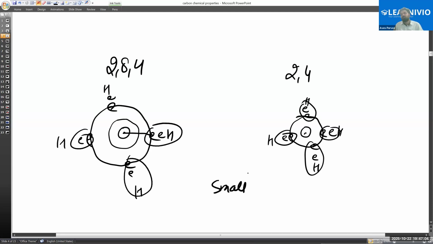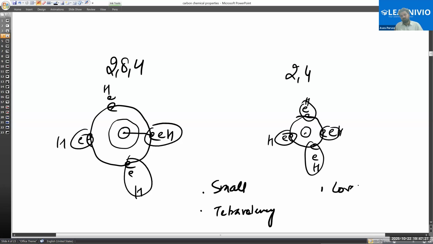Second one is, because of its small size, it can make a stronger bond. Second one is tetravalency. Because of tetravalency, carbon can make a large number of bonds. Third one, after small size and tetravalency, is that it makes covalent bonds.